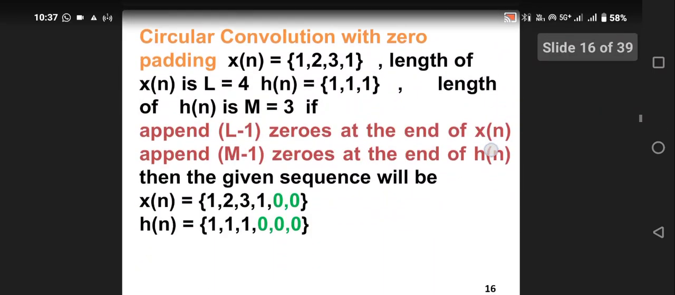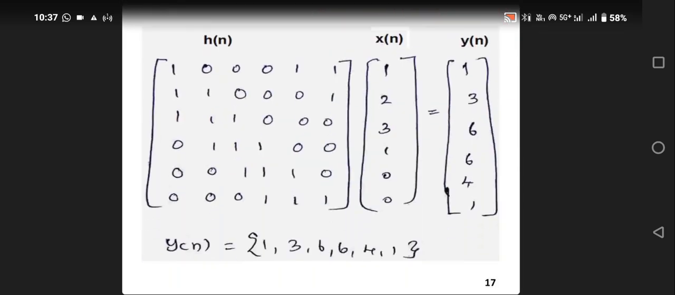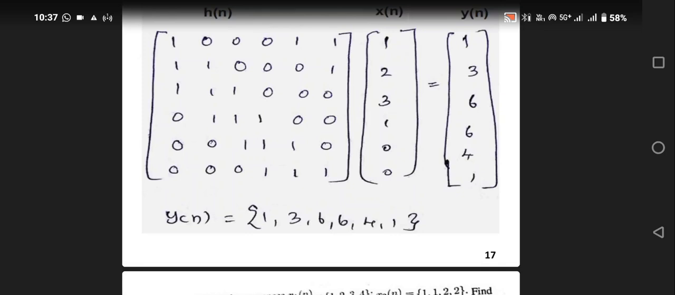For circular convolution with zero padding, the length of x of n is equal to L and the length of h of n is equal to M. We have to append M minus 1 zeros at the end of x of n and L minus 1 zeros at the end of h of n. After that, get the matrix in this format. The answer is 1, 3, 6, 6, 4, 1.